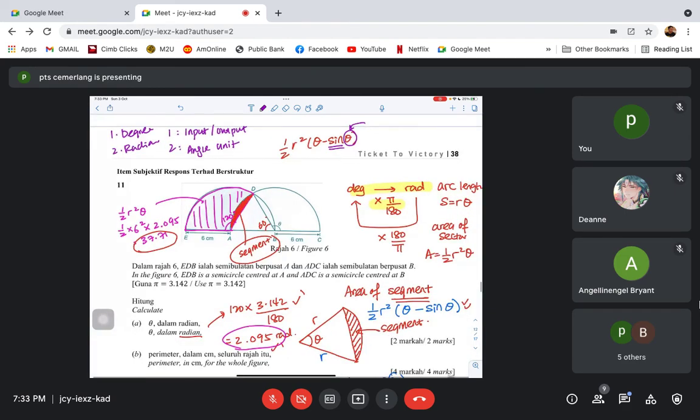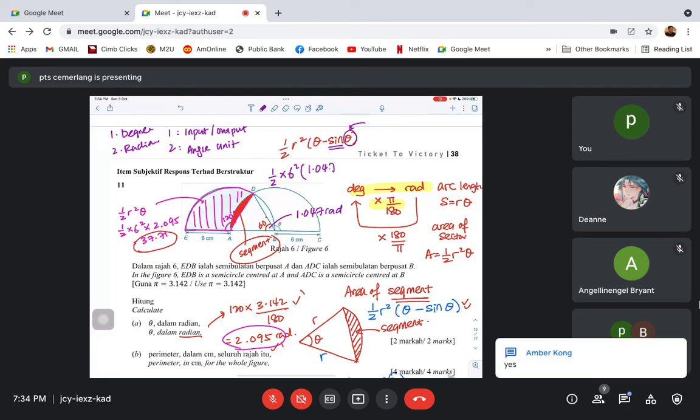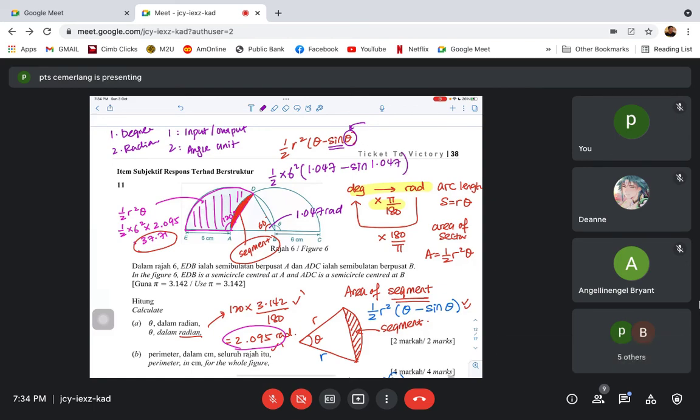Cuba cari dia punya segment. So what I can do is that I'll just say 1/2, multiply by 6 square. Okay, so 6 square. And then your theta, what do you get for your theta? Is it 1.047? Your theta over here is 1.047 radian. Betul tak? So 1.047 minus sine 1.047. You can use that way, right? Bila you dah dapat yang ni, you just press calculator lah.